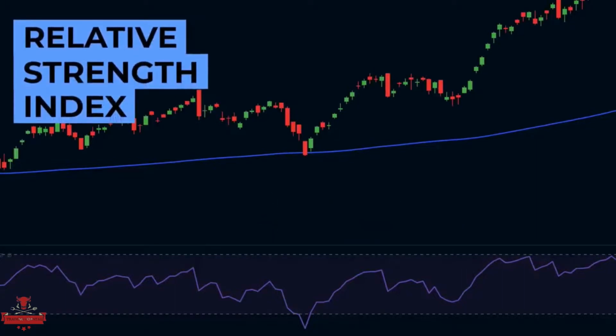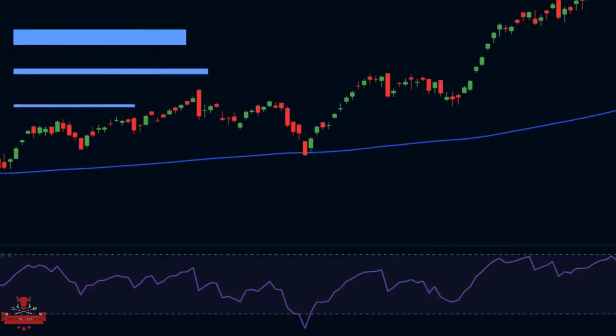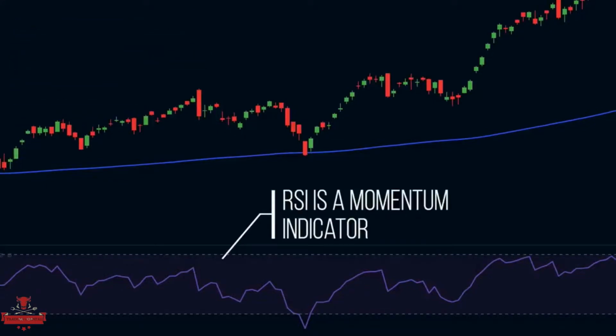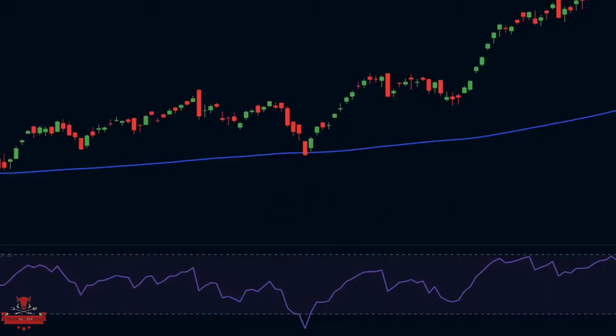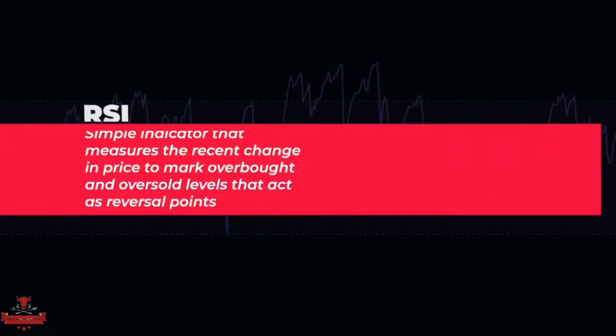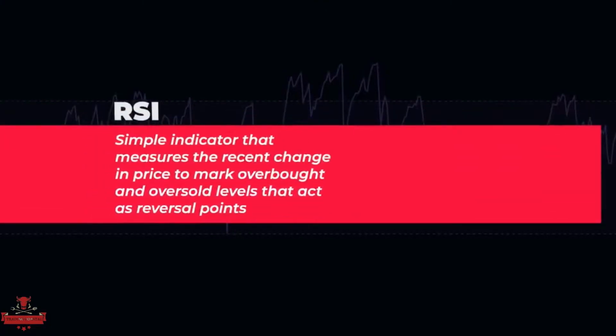RSI stands for Relative Strength Index. The RSI is a momentum indicator that is widely used in the technical analysis community. I think most of you viewers will be aware of the indicator, but for the new learners, let me give a brief introduction. The RSI is a simple indicator that measures the recent change in price to mark overbought and oversold levels that act as reversal points.